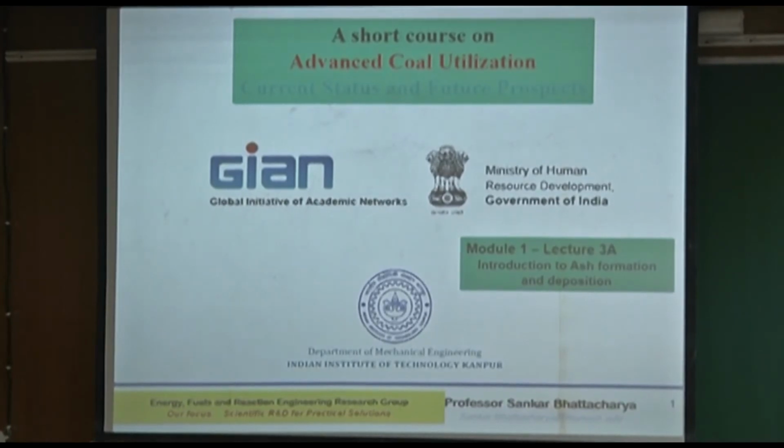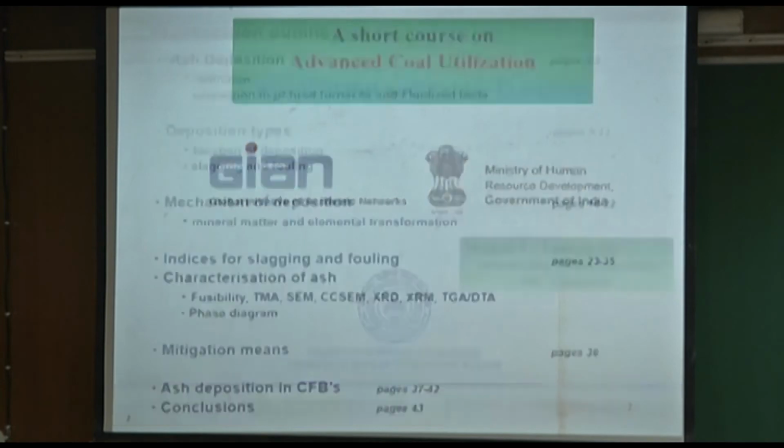We are talking mainly about this phenomenon in here, because that affects coal combustion, whether this is advanced coal combustion or conventional coal combustion. Still, it affects significantly. And that's why I want to spend a bit more time on this.